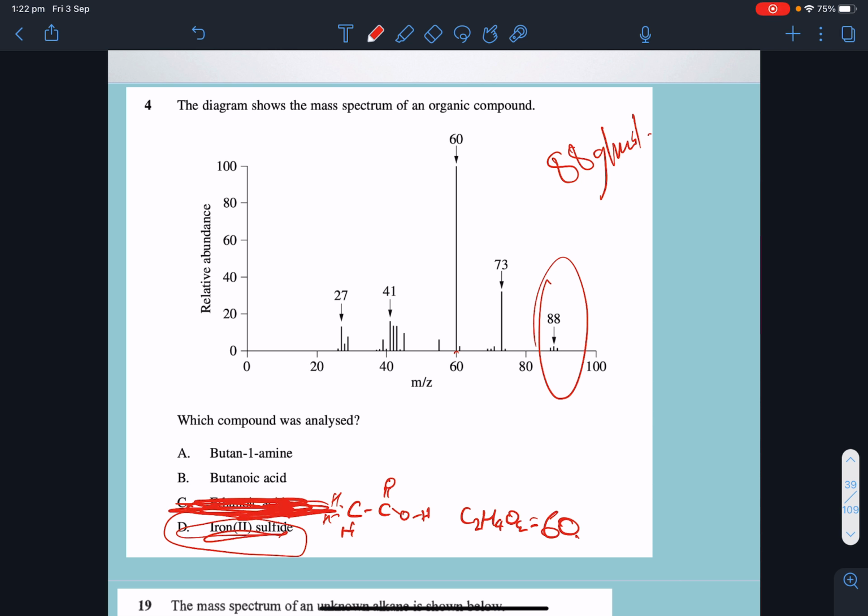I see why they chose that distractor. That's a good distractor. If you don't quite understand that that's just the base peak, they could think that's ethanoic acid. All right, butanoic acid.